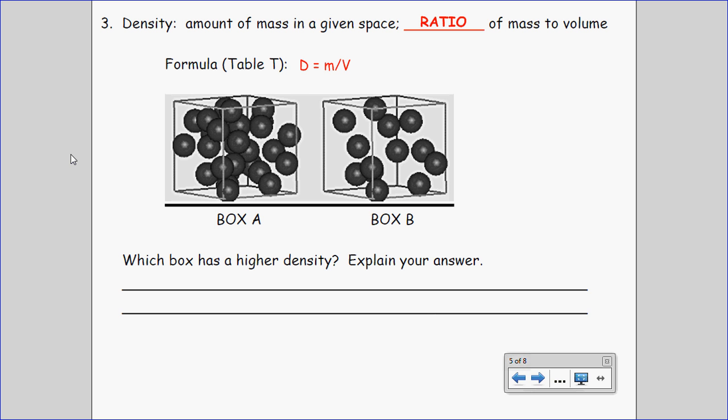So decide, which one of these two boxes has the higher density? Which one has more mass in it per unit volume? The volume is the same. Which one would be heavier, have a greater mass, which has more matter in it?